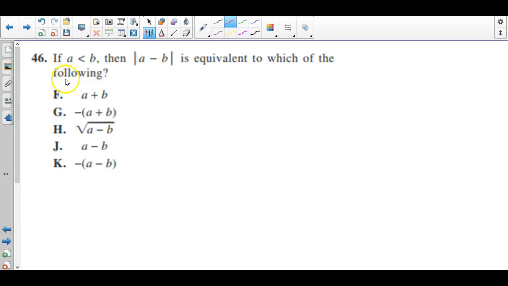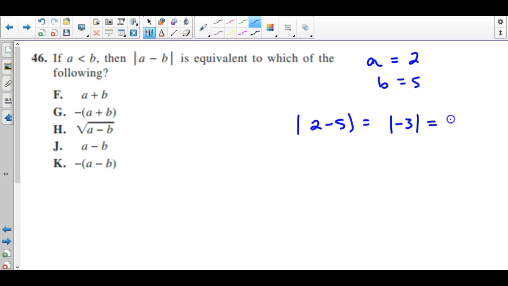With this one, I did kind of a guess and check. If A is less than B, then the expression absolute value of A minus B is equal to which of the following? So you're talking about subtracting two numbers, one being less than the other. I said, okay, suppose A is 2 and B was 5. If I did 2 minus 5 inside the absolute value bars, that would give me the absolute value of negative 3, which is positive 3.